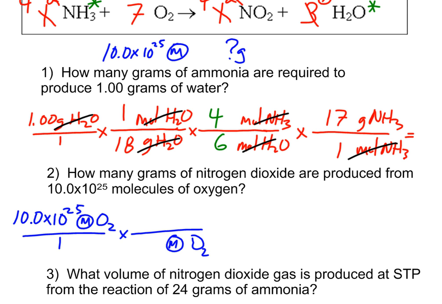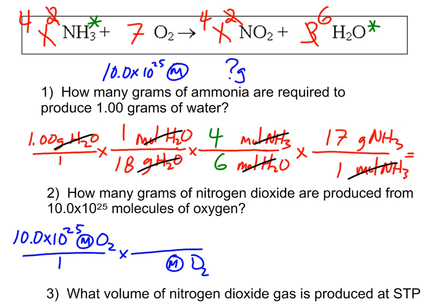So if we go back up just a little bit here, we know that for every 4 moles of the NO2 that's produced, we had to use 7 moles of oxygen. But it also means that we have that same ratio in molecules. So one option would be to go from molecules of oxygen to molecules of the NO2. So for every 7 molecules of oxygen, you produce 4 molecules of NO2. So this gets us to NO2.